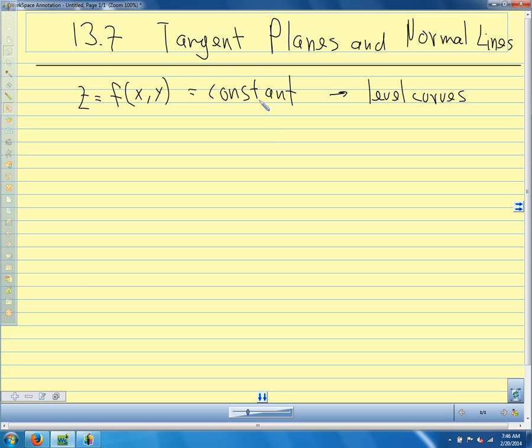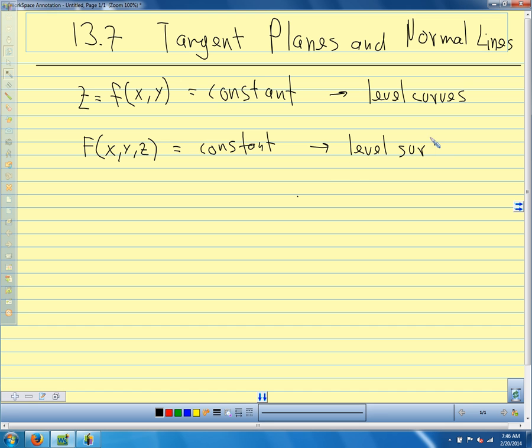If we have a surface given by f of x, y, z equals a constant, we get level surfaces. So each constant gives us a different surface. We call these a level surface. So what we're going to do today is talk about surfaces in the form f of x, y, z equals some constant.